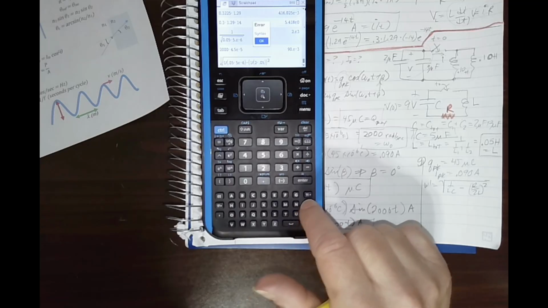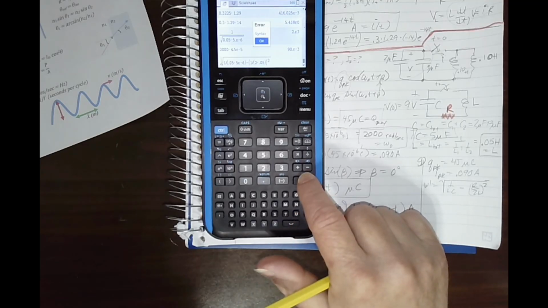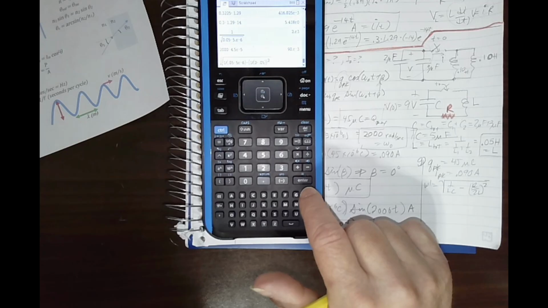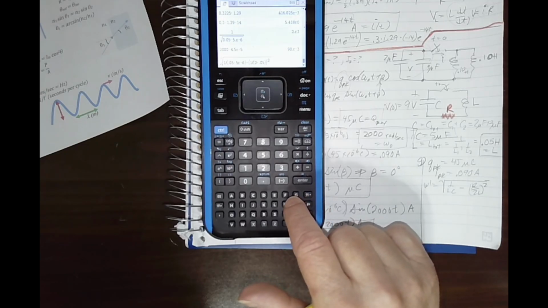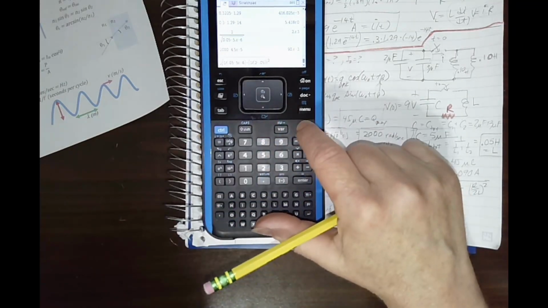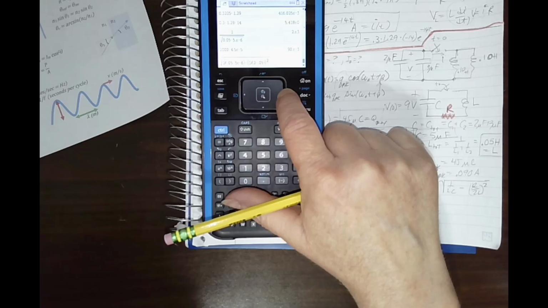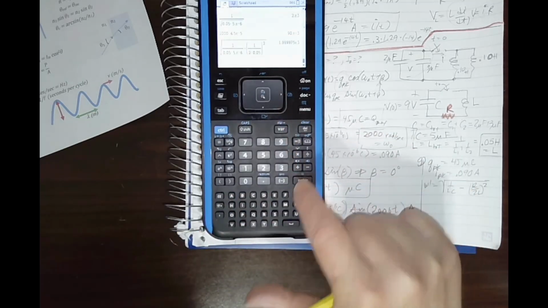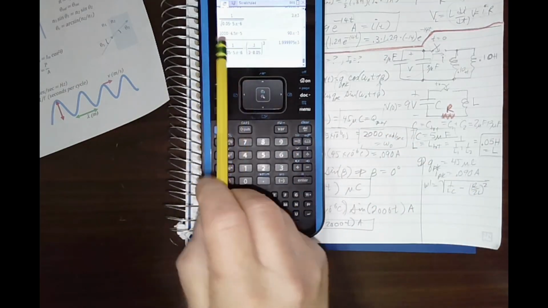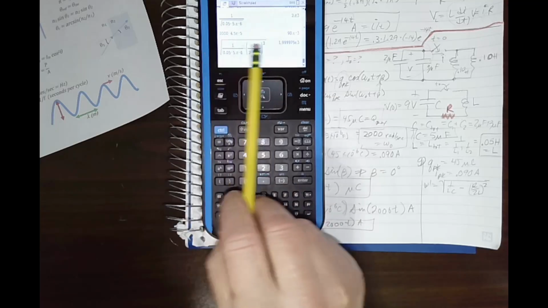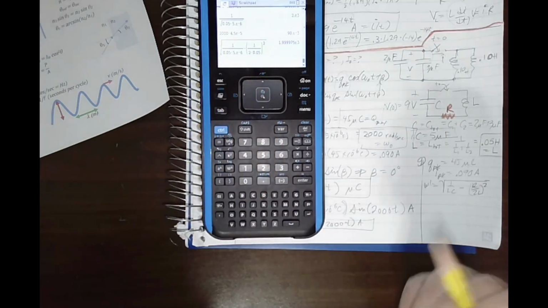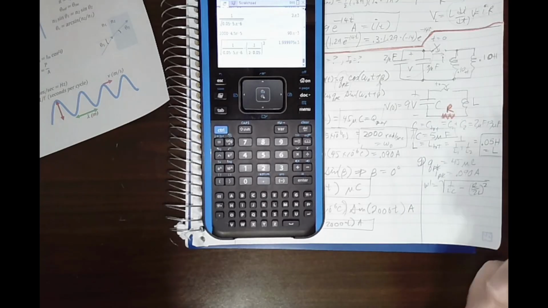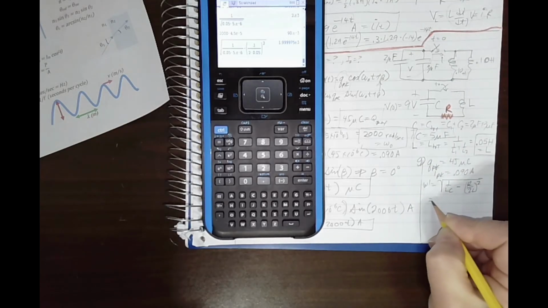Let's see if, oh, it doesn't like it. What did I do wrong? There's a little something at the front. I don't know what that was, but let's try this. Okay, so we got the square root of 1 over LC minus R over 2L, squared. Good. Okay. I made my resistor too small.